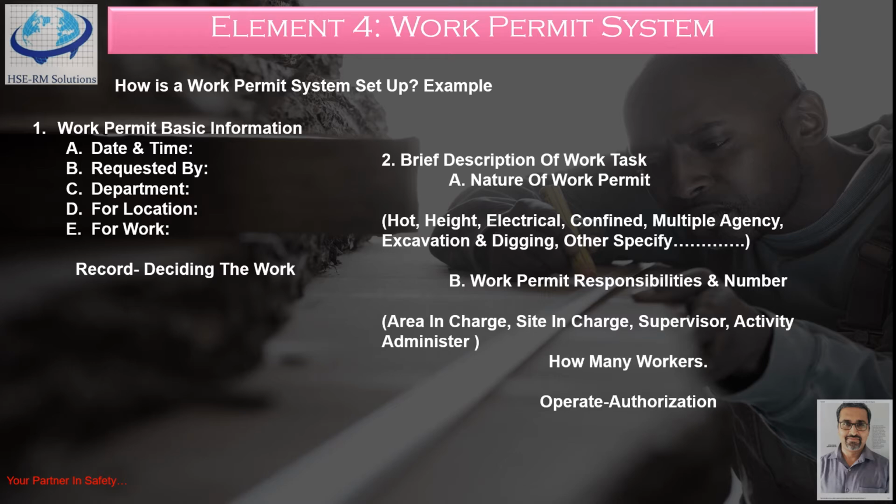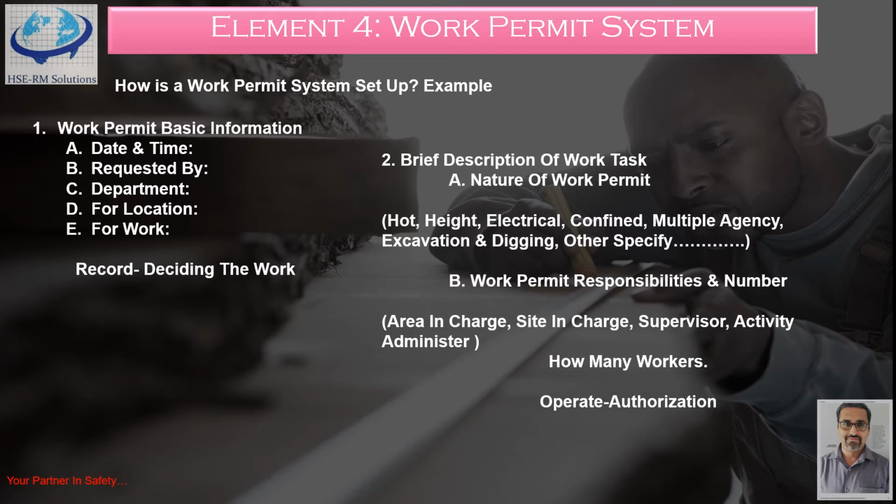If you have defined this, what is this? This is the record. Primarily this goes to a record. So the ROPE function R comes here, that is record, that is deciding the work. Deciding the work, ROPE concept, work permit basic information. What is a record? For record keeping we require date and time, who requested it, which department requested it, for which location, for what work. So this comes in the first column. The first column has this information.